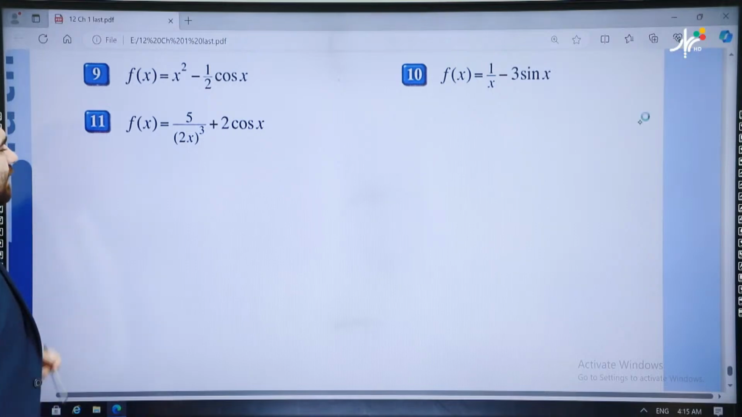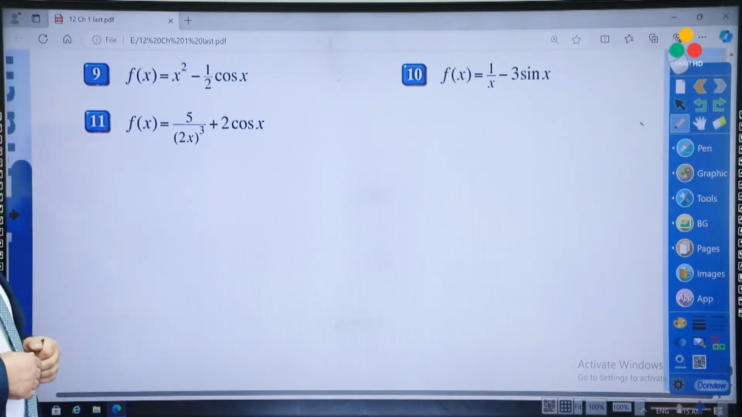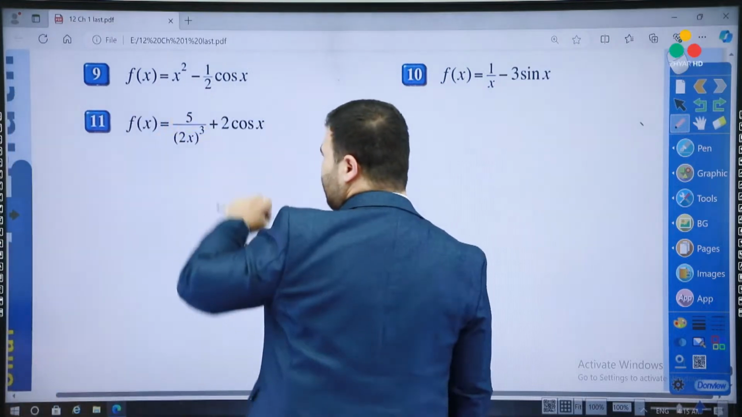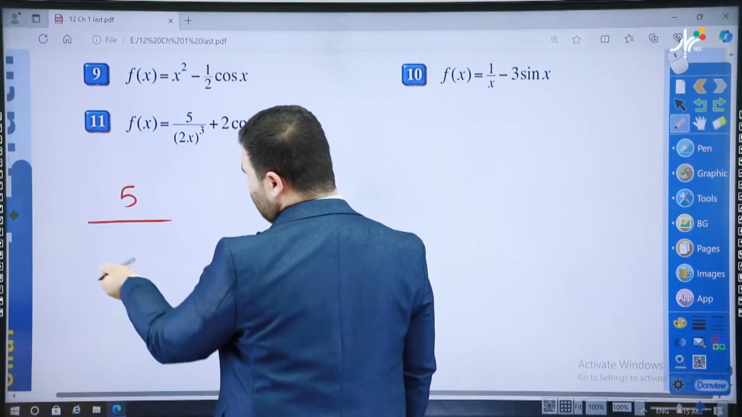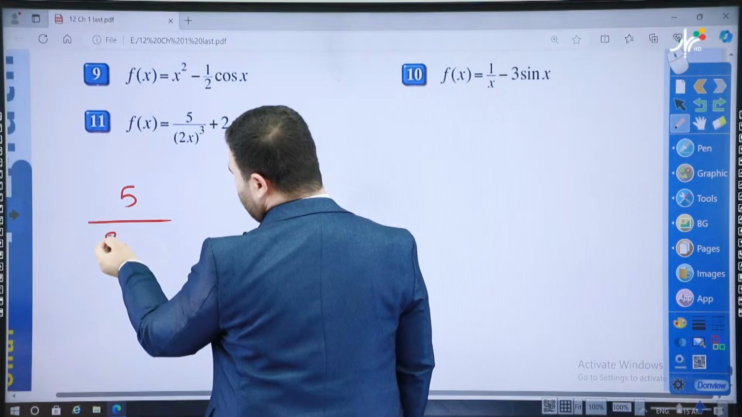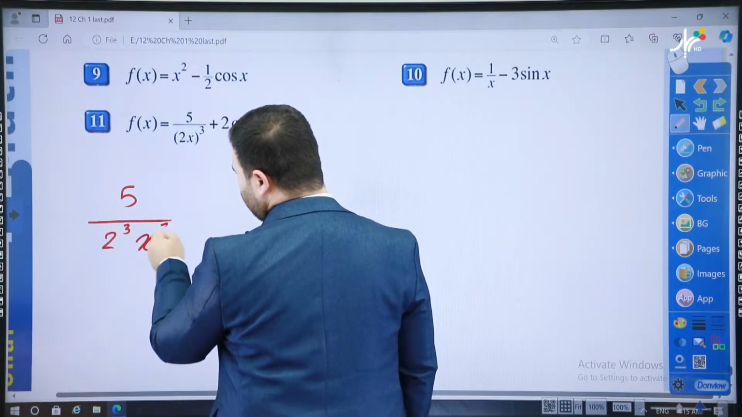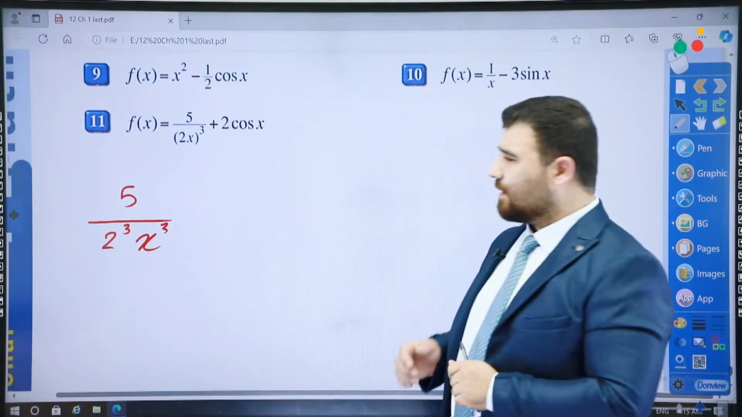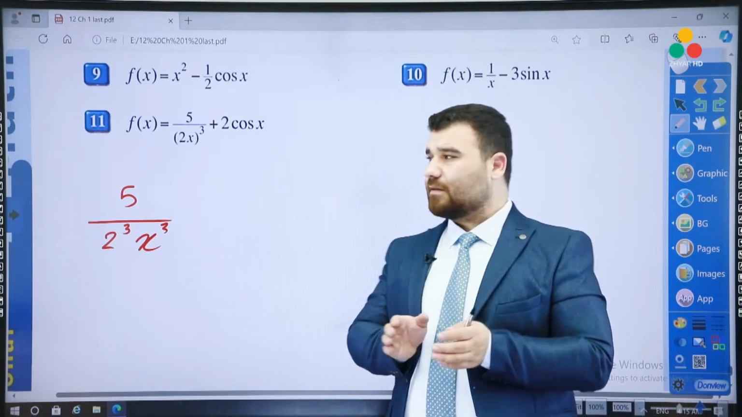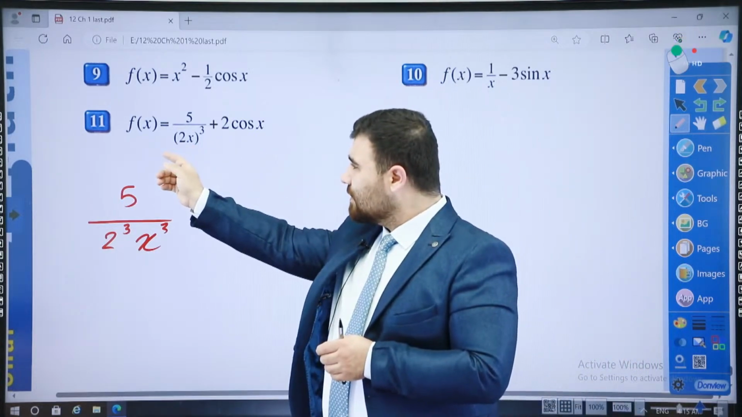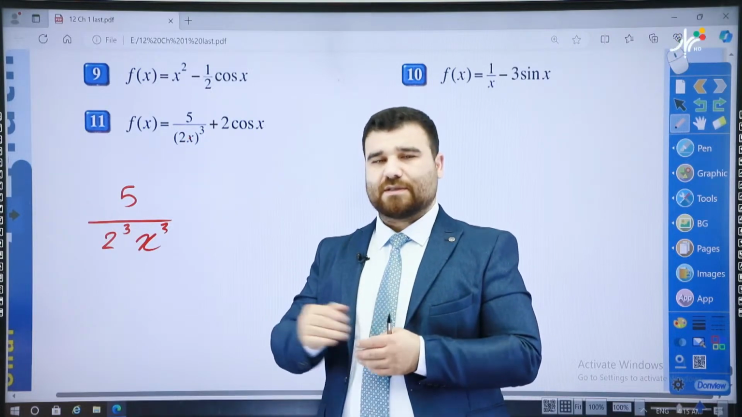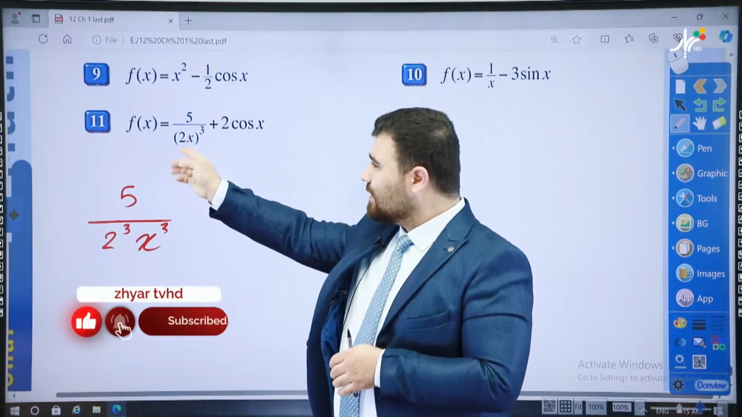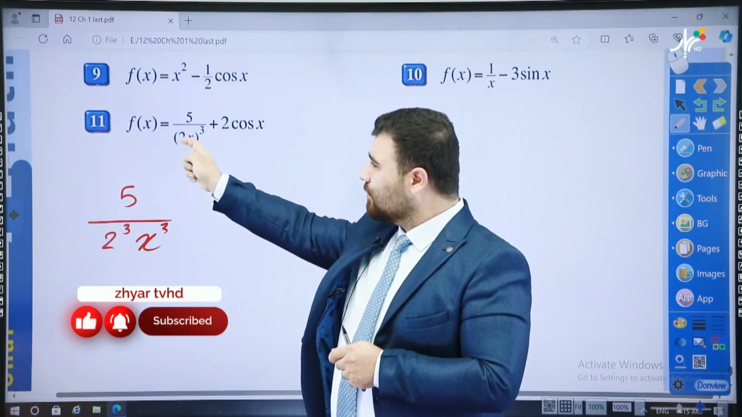Question 11. 5 over 2x power 3 plus 2 cosine x. Okay. Let's do this part first. 5 over 2x power 3. It will be like 2 power 3 x power 3. That's a power property. If there is a bracket with power, how many terms are inside? Between them is times. If between them is plus or minus, we cannot distribute the power. But between the 2 and the x is times, then the 3 equally goes to the 2, goes to the x, like this.